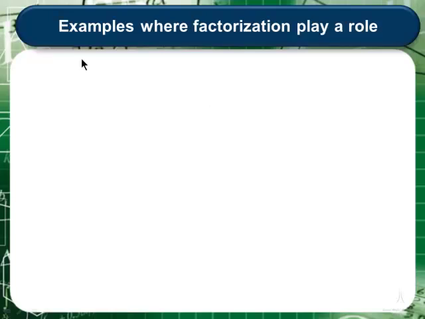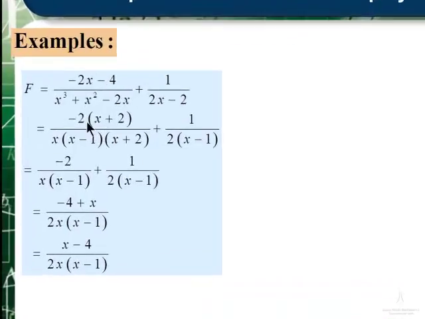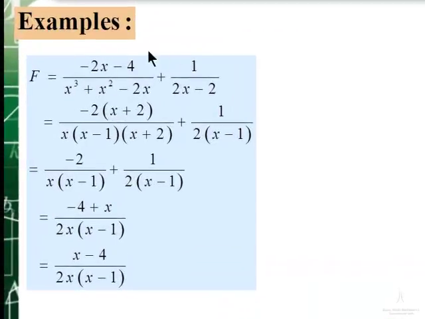In the final part of this lesson we look at two more examples where we add or subtract algebraic fractions and where factorization plays a role. Here we have the first example. Adding these two algebraic fractions together, we start by factorizing the denominators. You see that you agree with the factorization of the denominator of the first term of the sum.